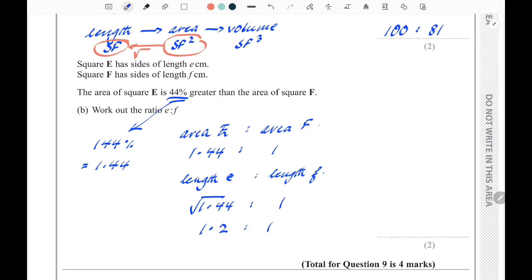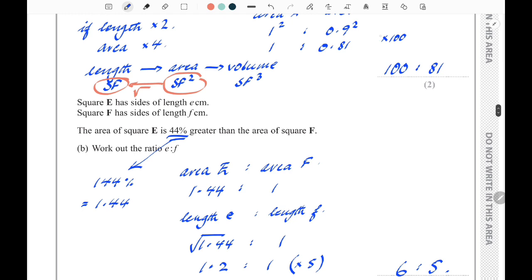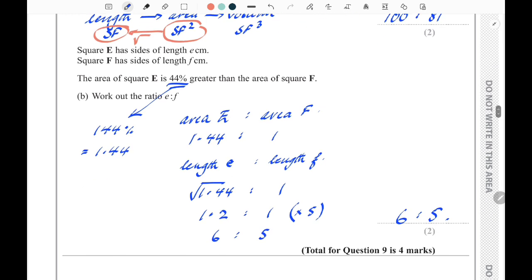And it can be left like that. But again, it's nicer to turn it into whole numbers. So if you've got a 0.2, times it by 5, and that gives you a ratio of 6 to 5, times both sides by 5. 6 to 5 is sort of like a rounded whole number answer. So do that there.